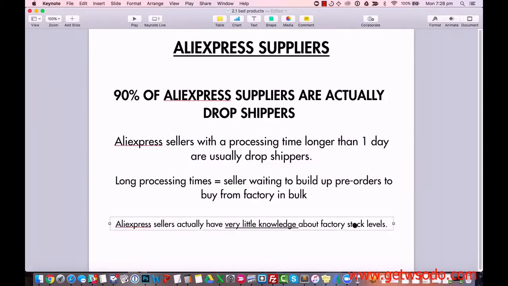In saying that, when you're asking Aliexpress sellers about their stock levels, they usually will lie and say, oh, we have plenty of stock. Or sometimes I'll message Aliexpress sellers and say, hey, can you handle 50 to 100 orders per day? And they'll say, yes, we can, that's fine. And then a day later, their product will go offline. They'll say, oh no, we don't have any stock. So Aliexpress sellers will literally lie to you straight up because they don't actually know how much stock is in the factory.